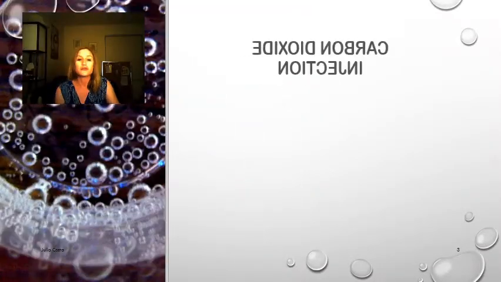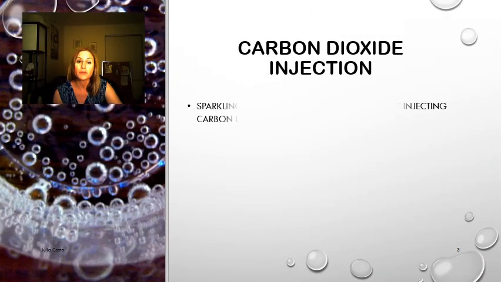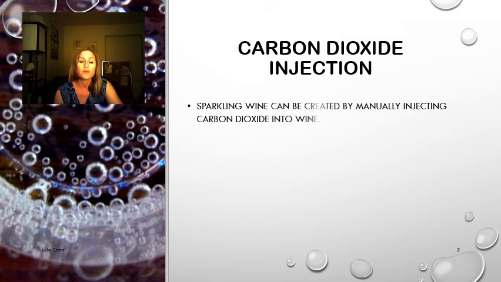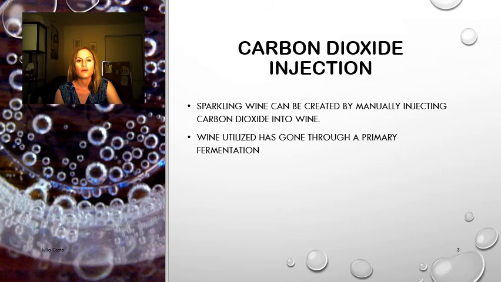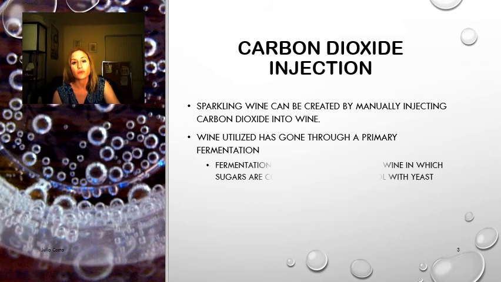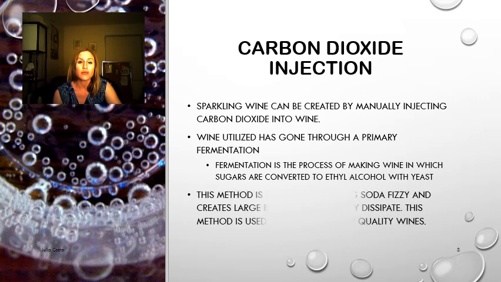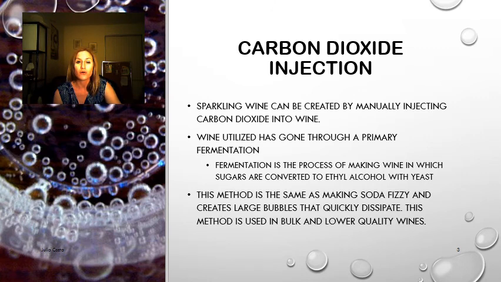One of the three major ways to make sparkling wine is through carbon dioxide injection. Sparkling wine can be made by manually injecting the carbon dioxide into the wine. The wine that's utilized has already gone through a primary fermentation. Fermentation is the process of making wine in which sugars are converted into ethanol alcohol with the utilization of yeast. This method is the same as making your favorite soda fizzy and creates large bubbles that quickly dissipate. This method is used in bulk and lower quality wines.